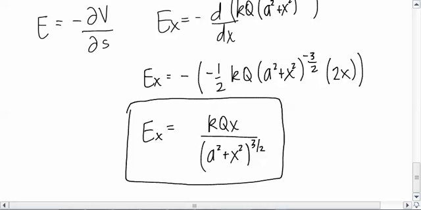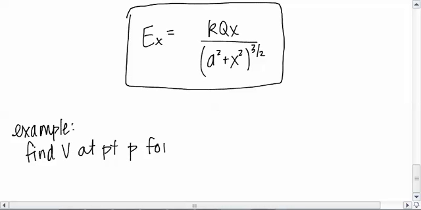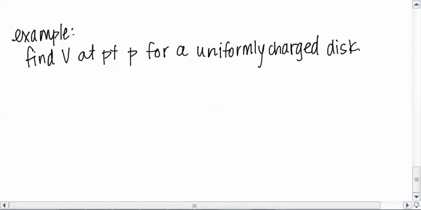Let's try another one. Let's try a uniformly charged disk. So we want to find the electric potential at point P for a uniformly charged disk. Again, I'm going to do a horrible job of trying to draw a disk here. So this guy's solid. It's not a ring this time. I'll color it. My charge is yellow.